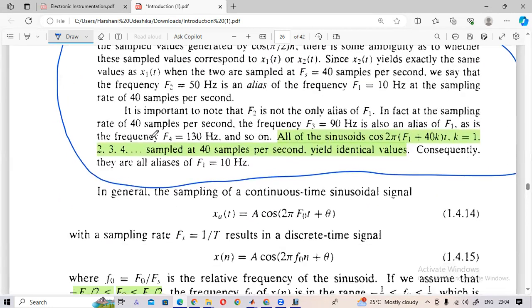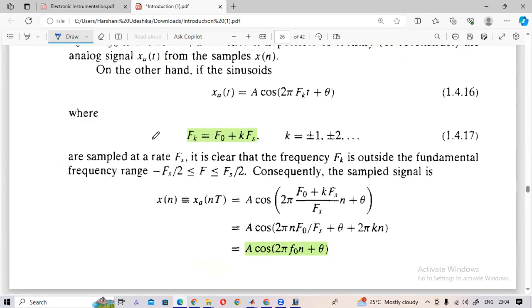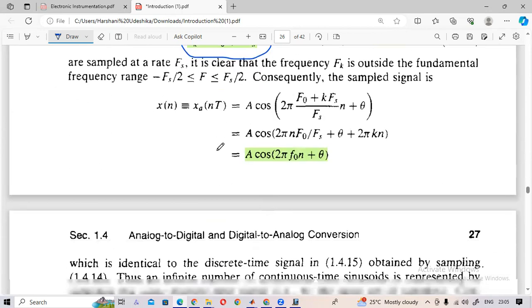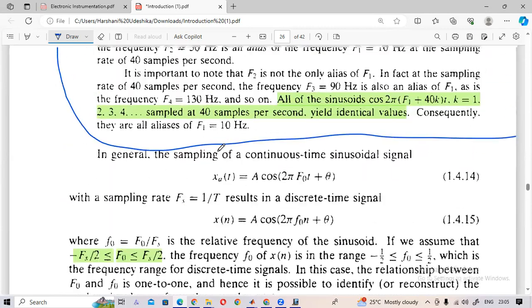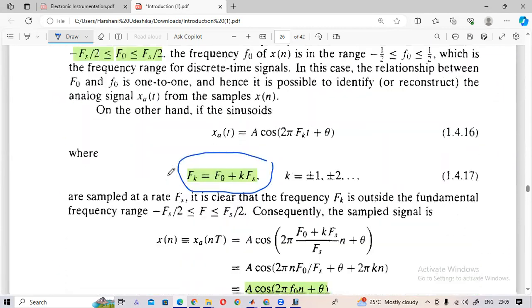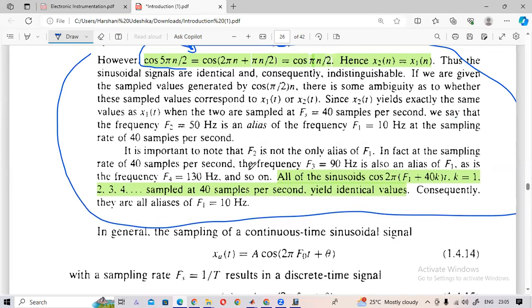Again, that relationship is mentioned here, so please go through it. This is the same thing, this one and this one are the same. If I multiply this by 2π, this will be omega_k, and this will be omega naught plus 2π. Here, the fs term is there.